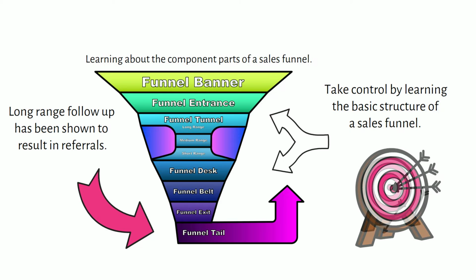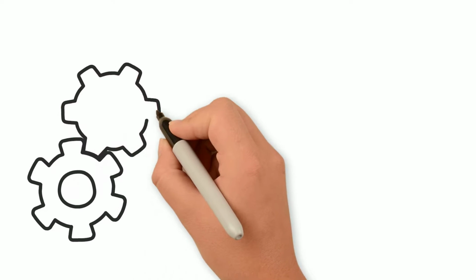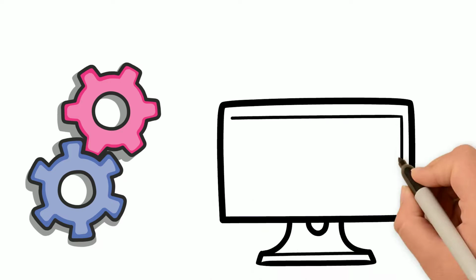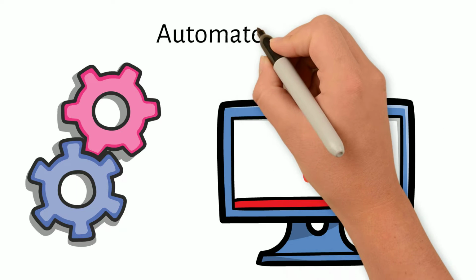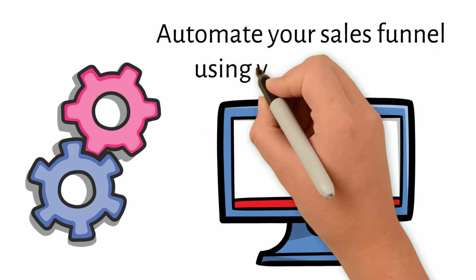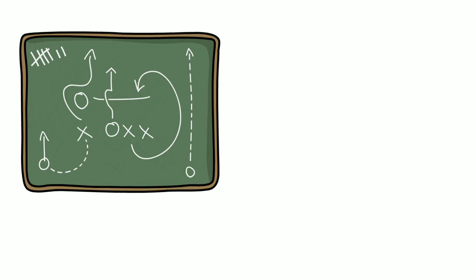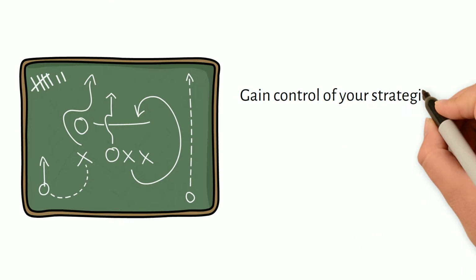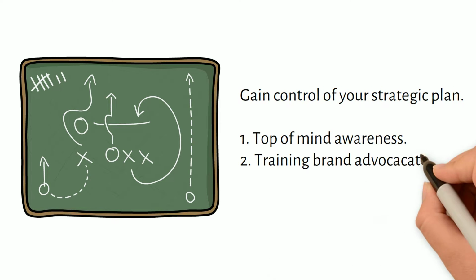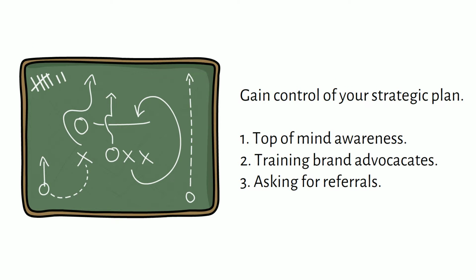In addition, a good working knowledge of sales funnels will allow them to automate appropriate tasks using videos so they can dedicate their precious time to tasks that must be done in person. Finally, by naming and organizing the parts of a sales funnel, a salesperson can gain more control of their strategic plan for building top-of-mind awareness, teaching past clients how to be brand advocates, and as a result acquire more referrals.